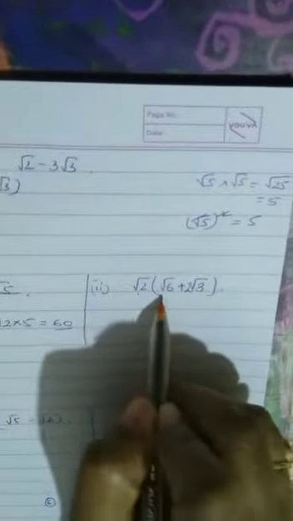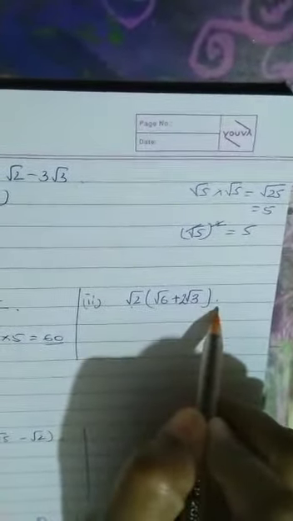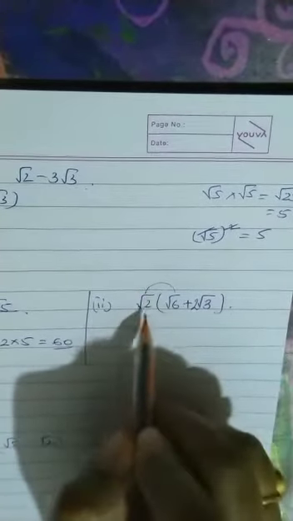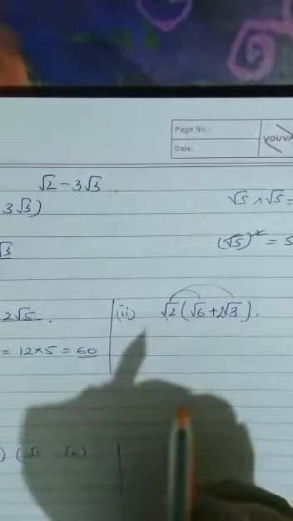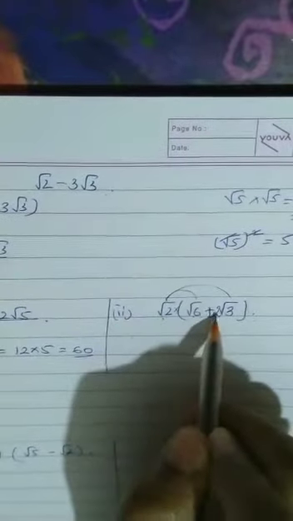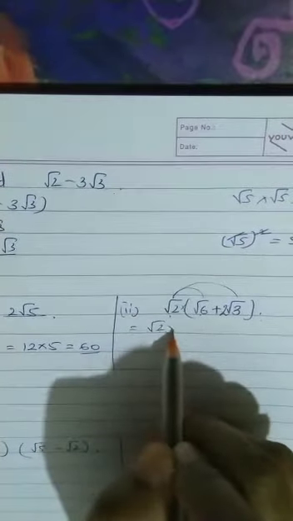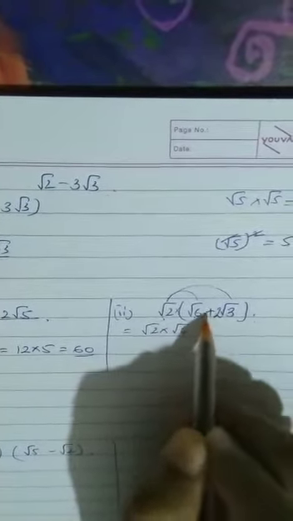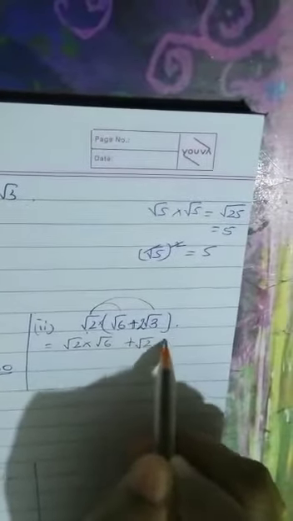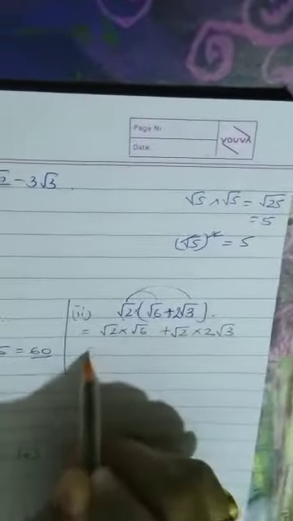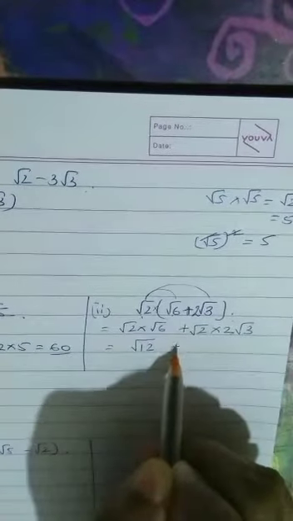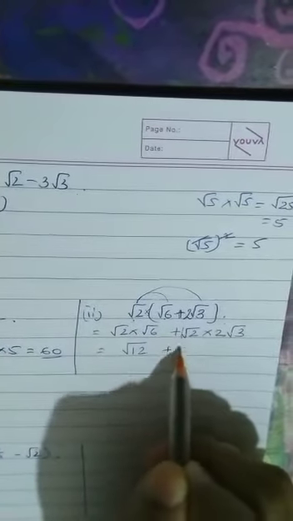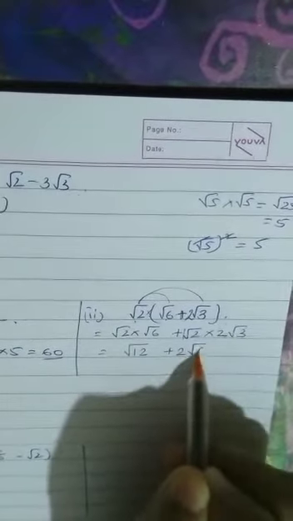Let's take another example where we are going to multiply root 2 with root 6 plus 2 root 3. This is going to be a distributive property. I'll multiply root 2 with the first term and then root 2 with the second term. We are distributing multiplication over addition. So this will be root 2 into root 6 plus root 2 into 2 root 3. So this becomes root 12 plus 1 2s are 2, root 2 into root 3 is root 6.